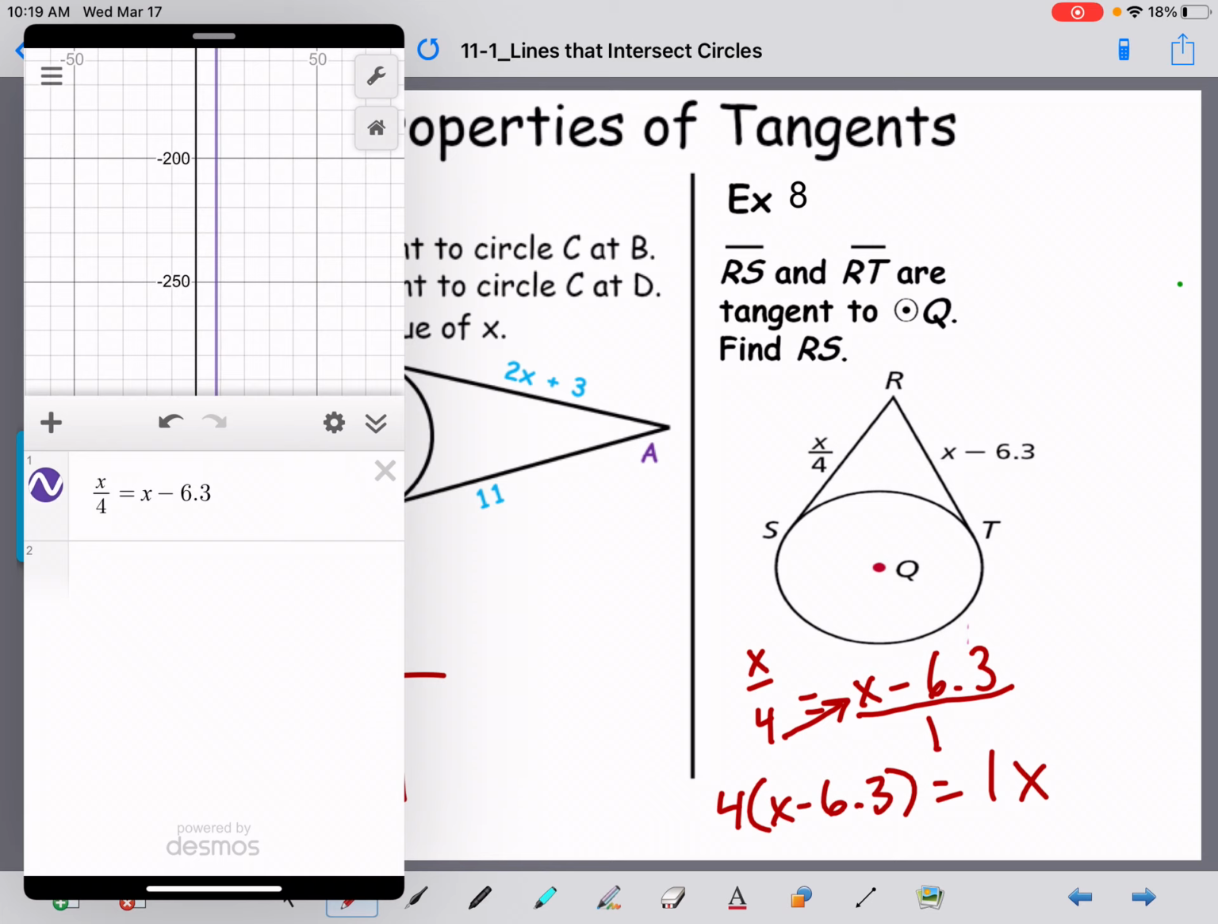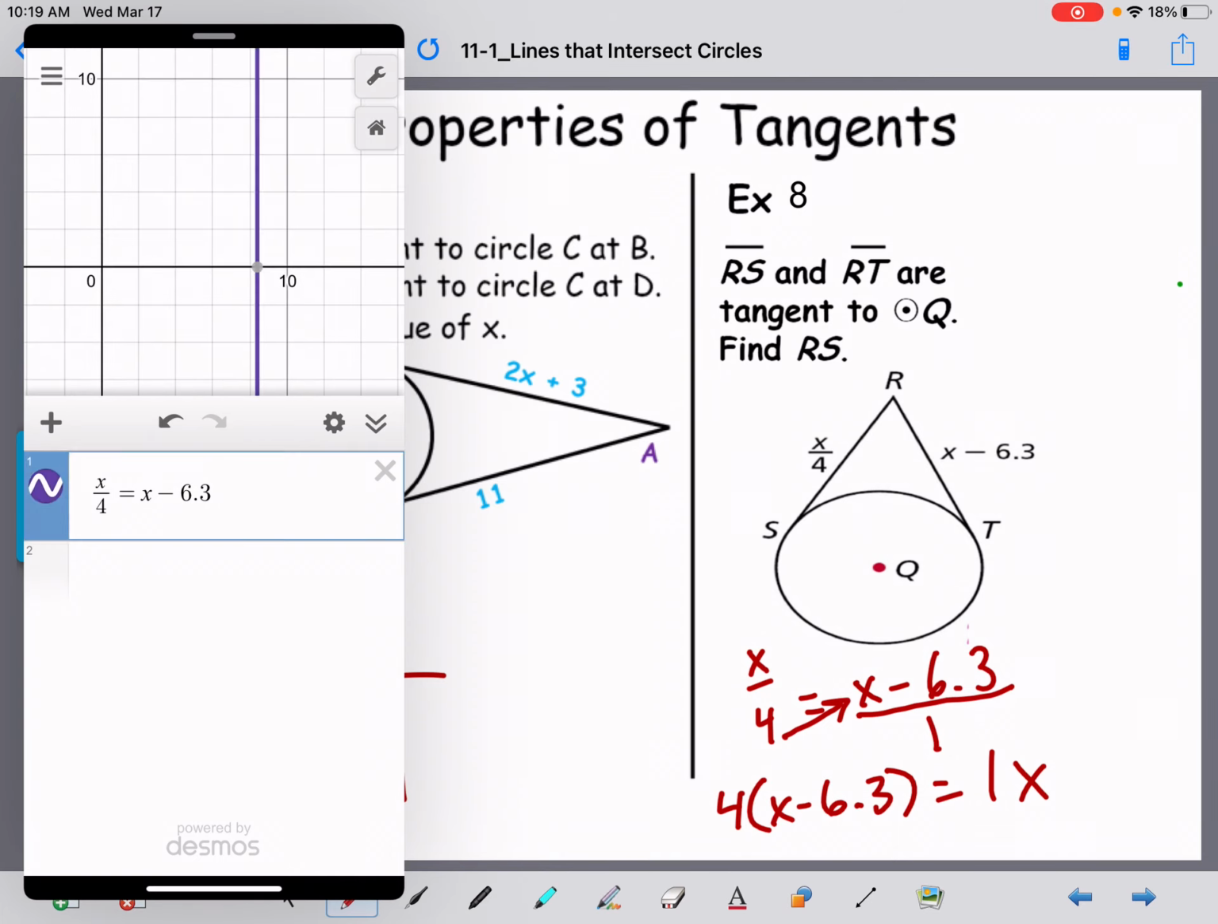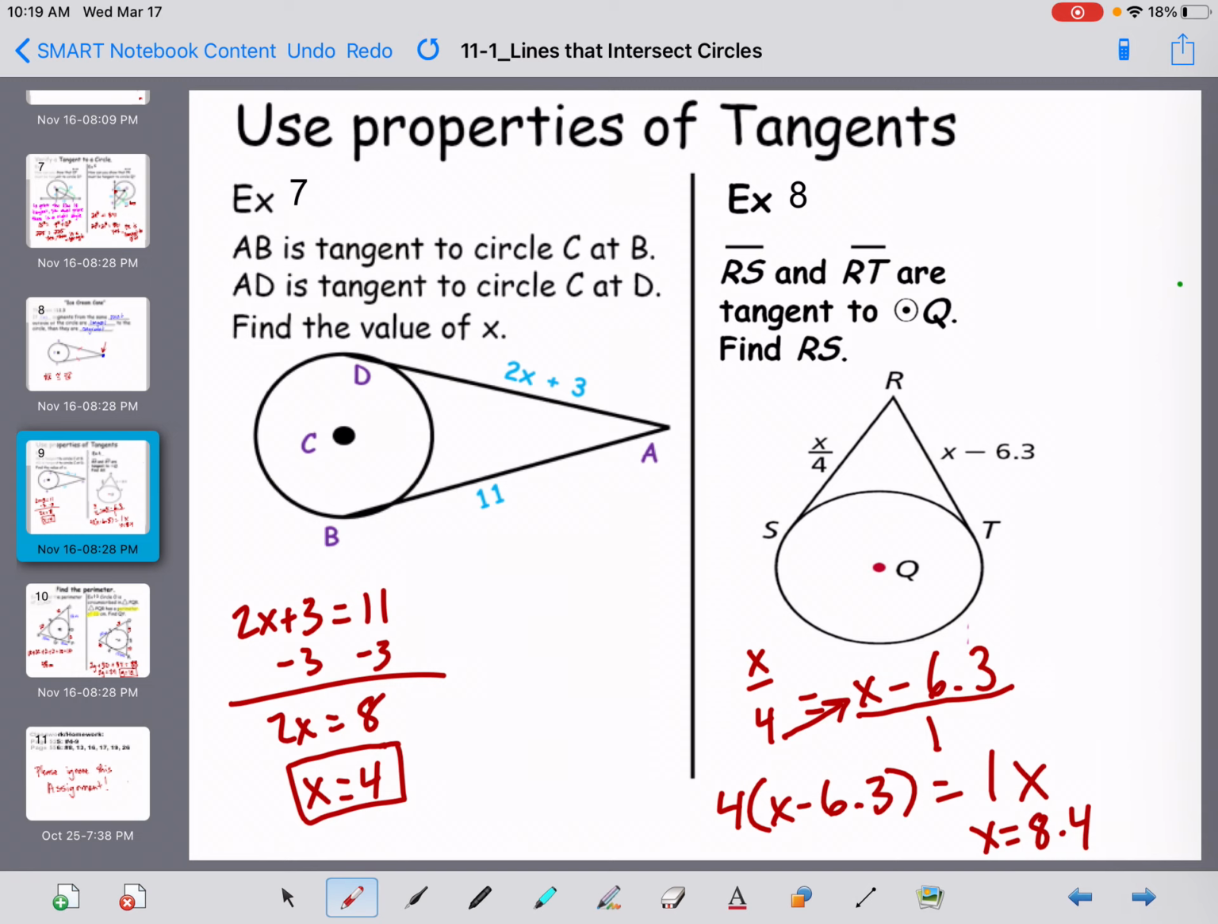I'm going to zoom. Let's go back to home. What's that x value? Yep, x equals 8.4. Now, that one worked. If it doesn't work, then you have to do the cross multiplying step first.